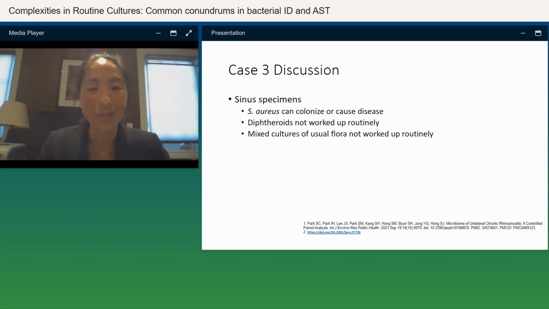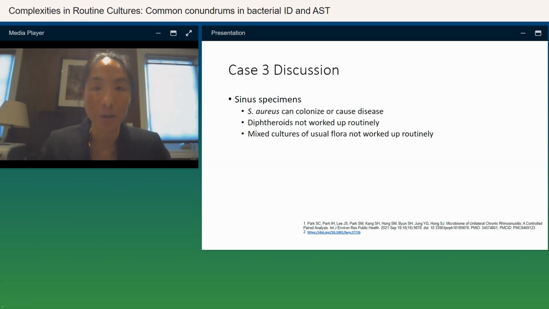Okay, so just a little bit of discussion here surrounding the sinus specimens. We do struggle with some of our mixed workups on sinus specimens in the laboratory, I will admit. So I took a little dive into polymicrobial cultures in these cases. From sinus specimens, we have a lot of difficulties with the organisms we'll encounter. For example, Staph aureus can either be a colonizer or cause disease, kind of depends on the situation of the patient. Diphtheroids, we don't work up routinely in many cases at all, right?